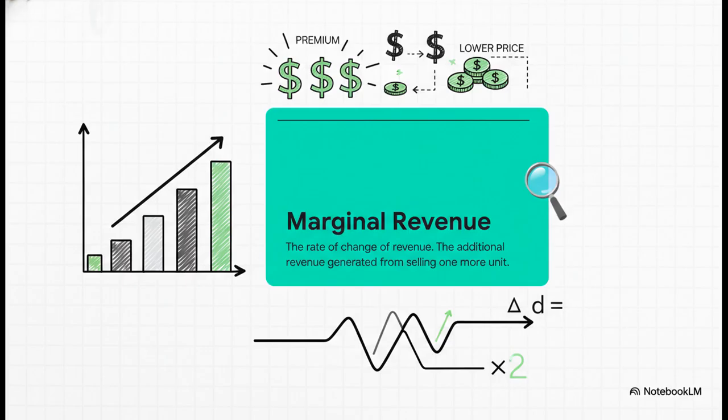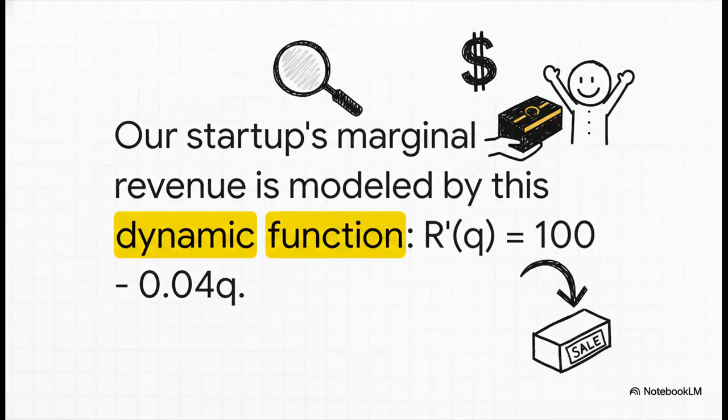Think about it. The first few people who buy your product might pay a premium price, but to sell more, you might need to run a sale or lower the price. So the revenue from that 1,000th unit you sell could be a lot less than what you got for the first one. Okay, so our startup's marketing team hands us this function. Again, R prime of Q tells us the marginal revenue. That 100 suggests that the very first unit we sell brings in about $100. Nice. But that minus 0.04 Q term, that's the reality check. It shows that as the quantity Q we sell goes up, the additional revenue we get from each new sale goes down. Maybe that's because the market is getting saturated, or because we're trying to attract customers who are a little more price sensitive.